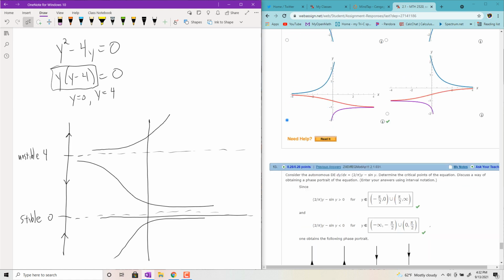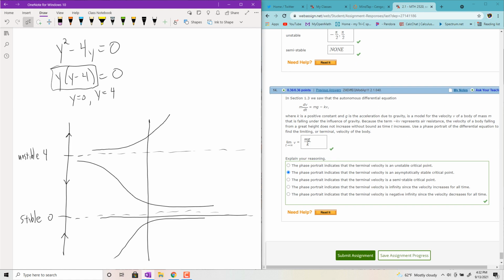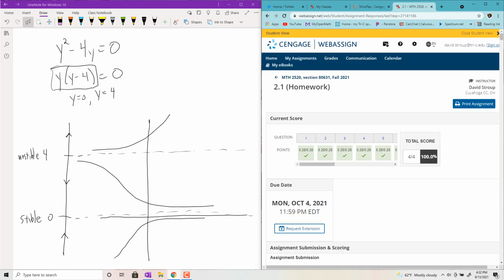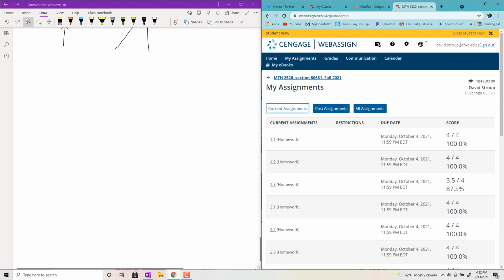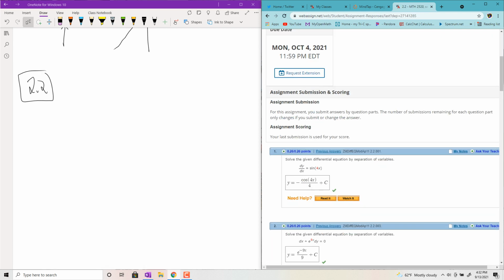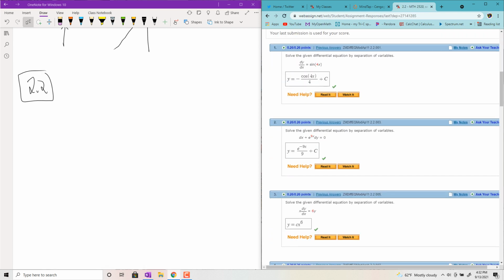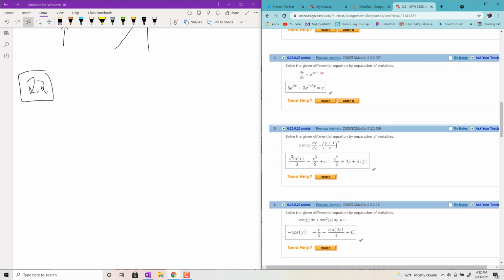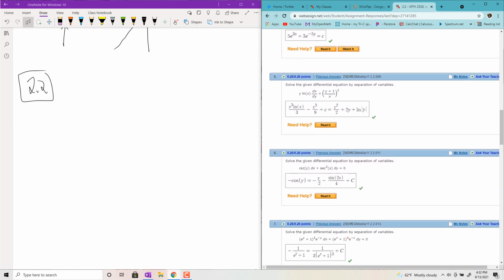That's pretty much it in this section. Let's move on then to 2.2. Let's see what we're dealing with there. So 2.2. These are doing separation of variables. You should be able to do pretty much any of these.